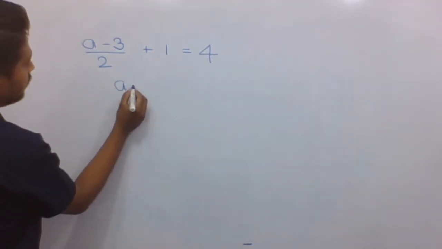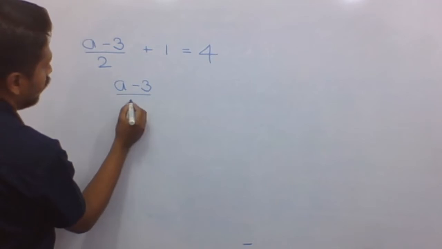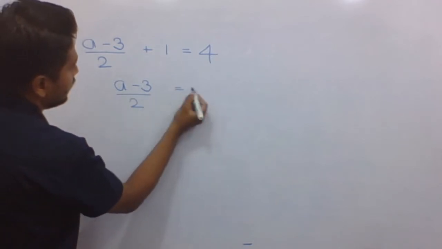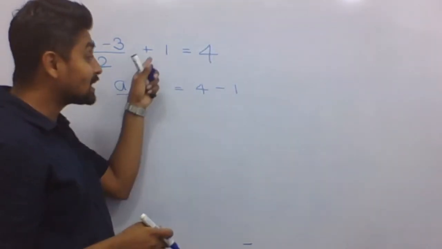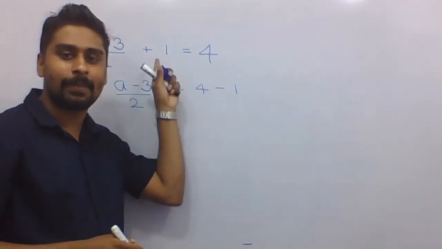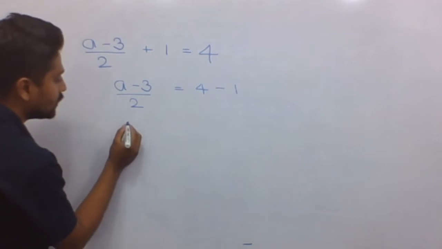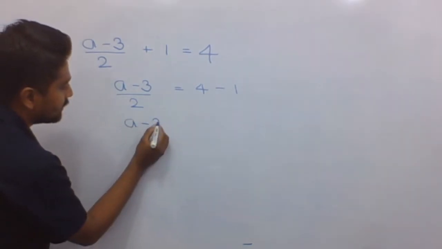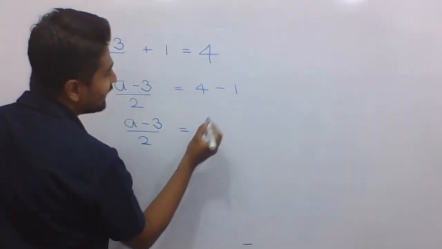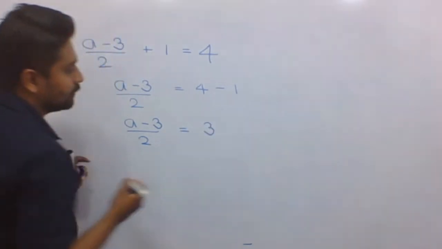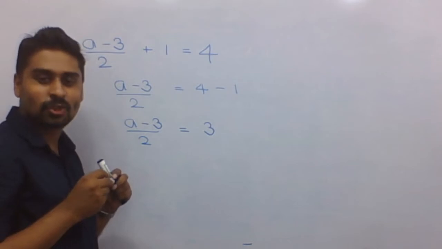So what is remaining here? a minus 3 over 2. Here what is it? 4 minus 1. Why does this go as a minus? This is plus, no? It goes as minus. So a minus 3 divided by 2. And 4 minus 1, what is it? 3. 4 minus 1 is 3.